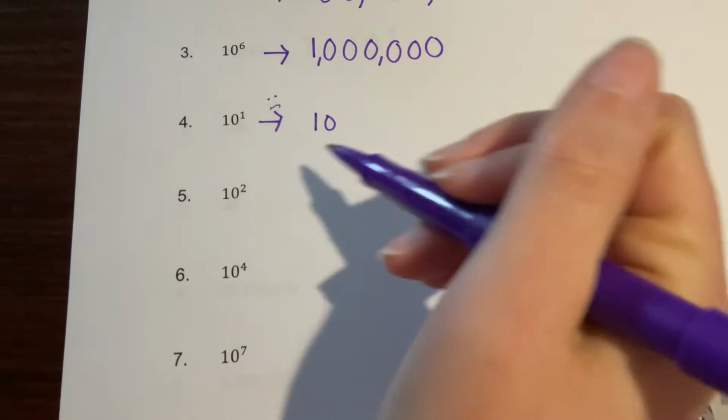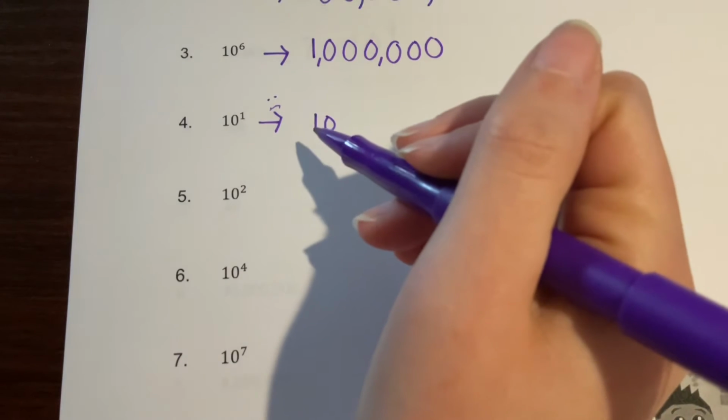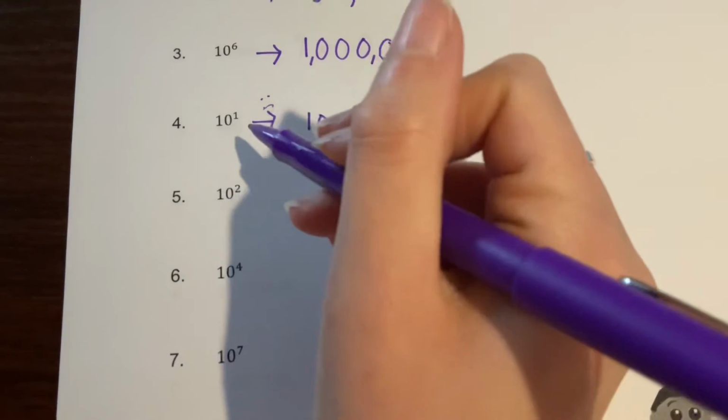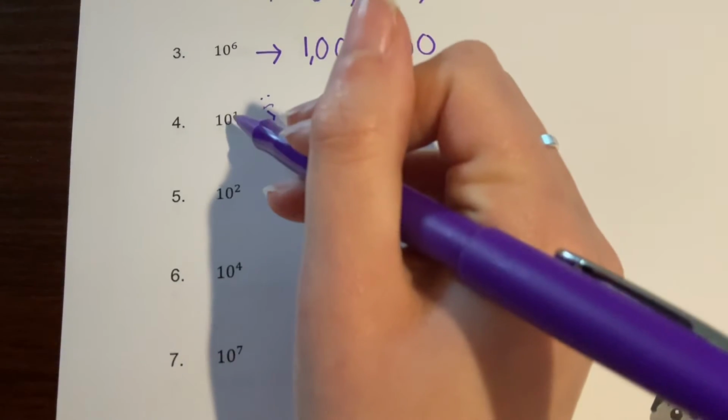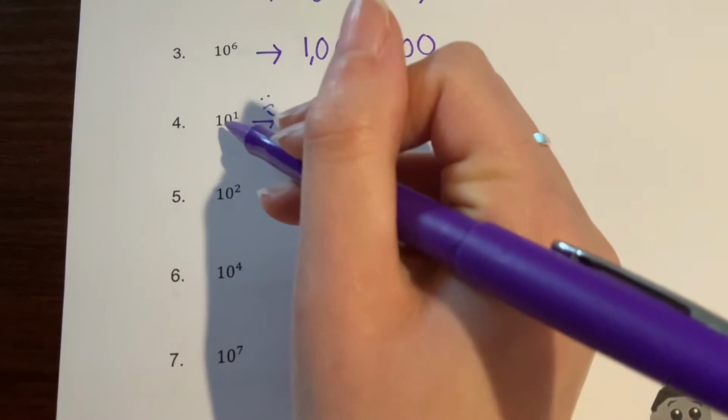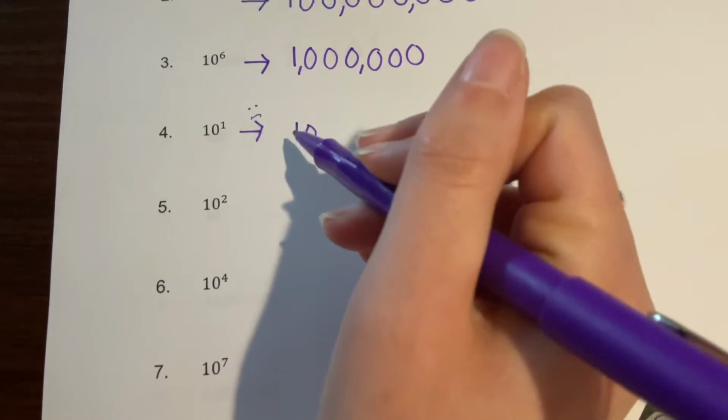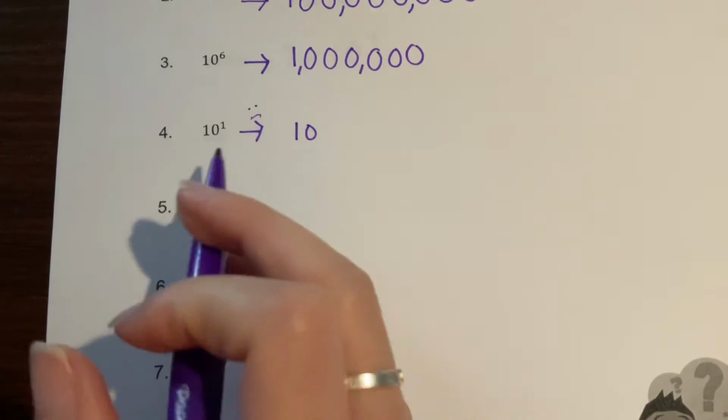Guys, first of all, I'm getting confused on what I'm saying and what I'm doing. I'm sorry. We don't need to add 1. This 10 to the 1, this 1 is telling us how many zeros we need to have, okay? So that was my mistake. I'm going to show you what I mean by what I just said.